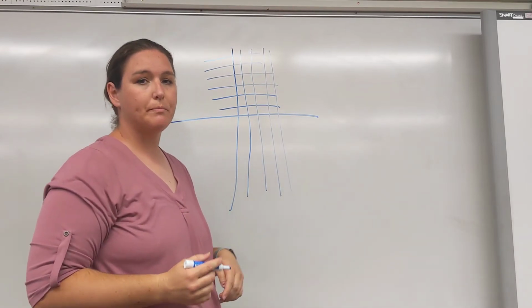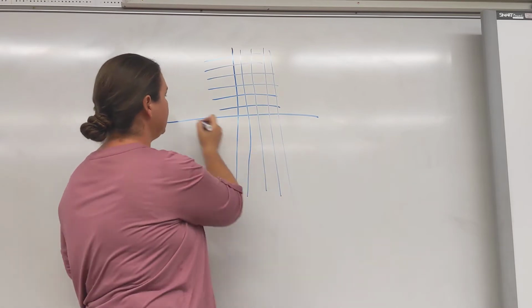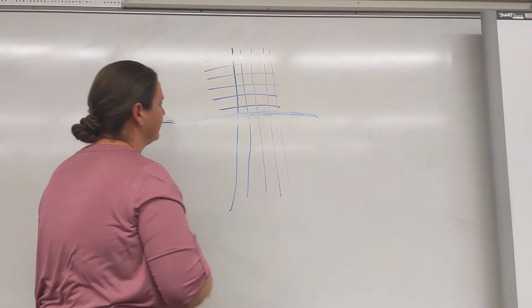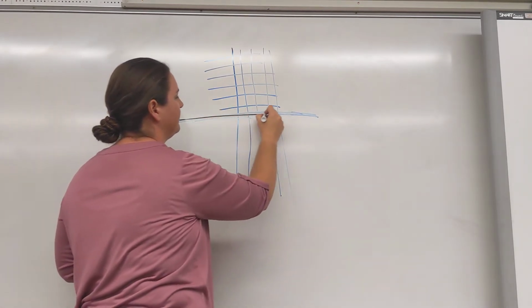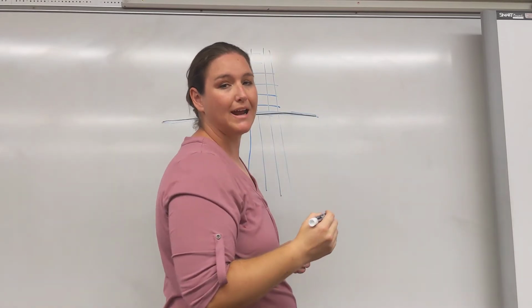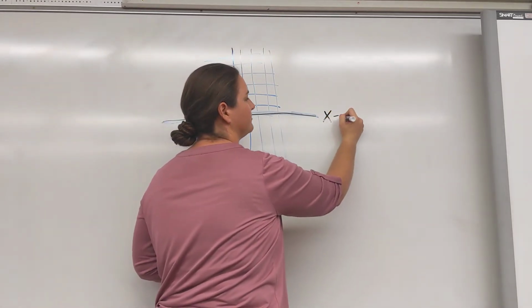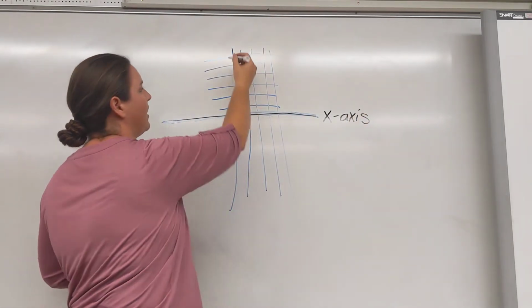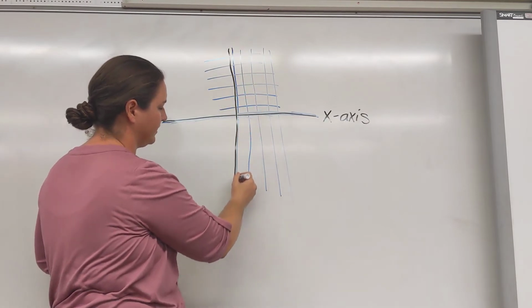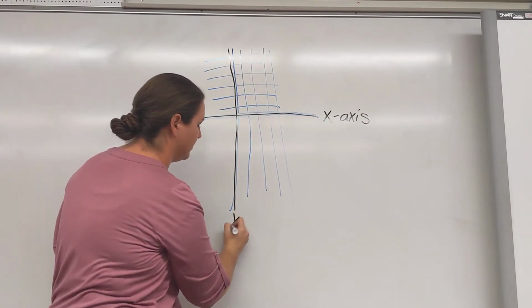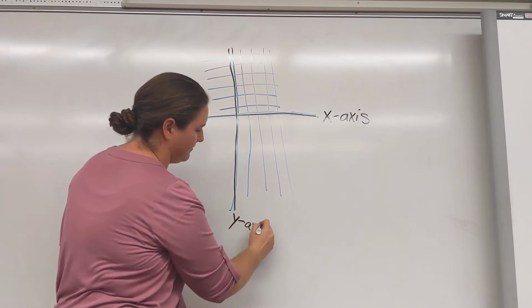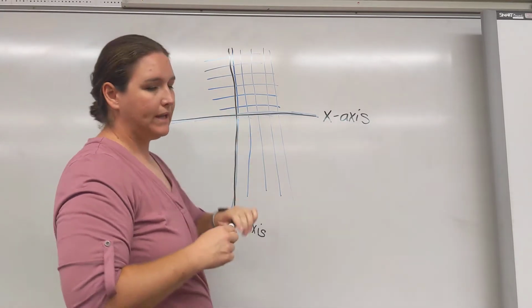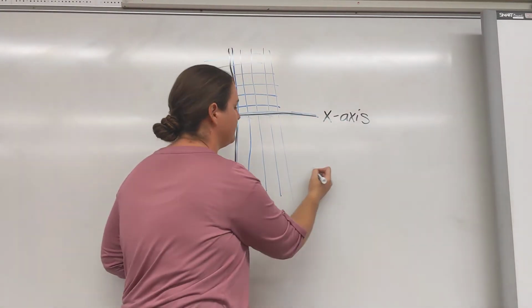Now, each one of those boxes, actually, these right here, maybe I'll use a different color. This line is our x-axis. All right? And then our middle line going vertically here, this one is called our y-axis. Okay?